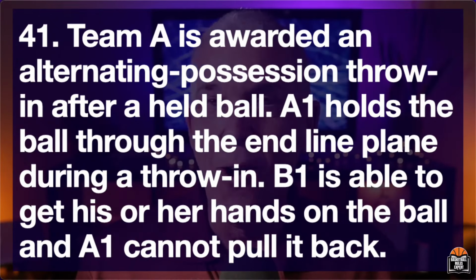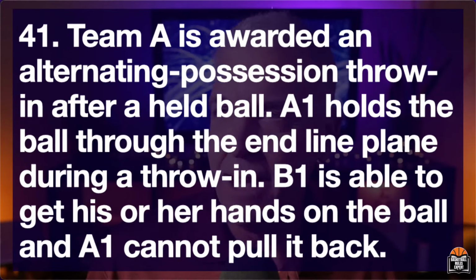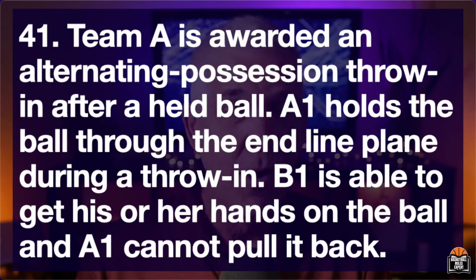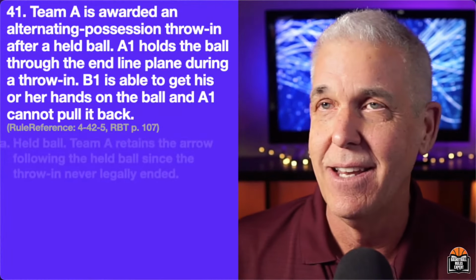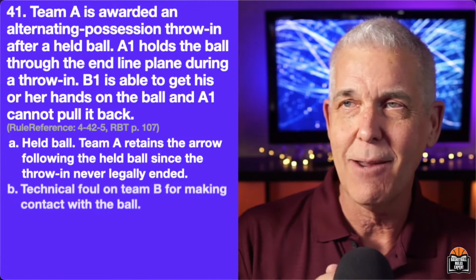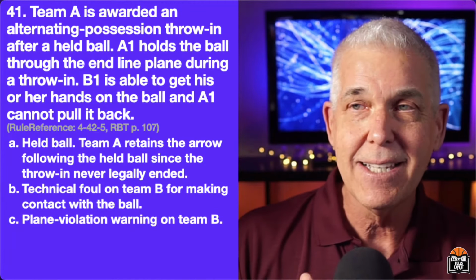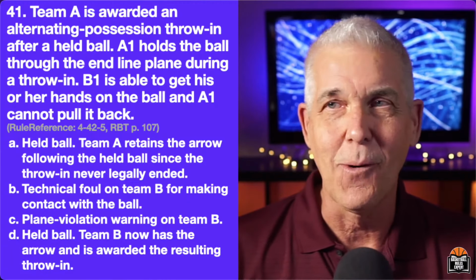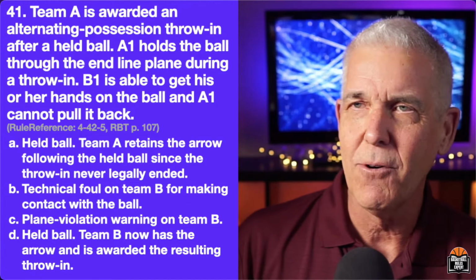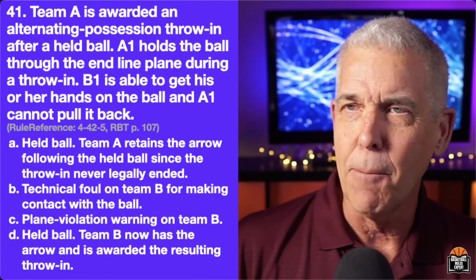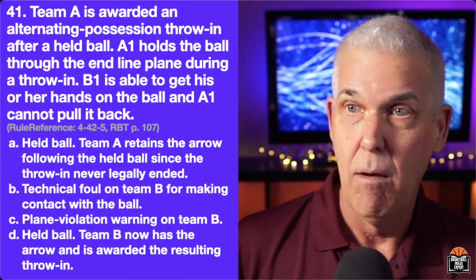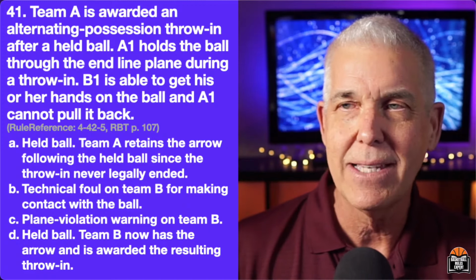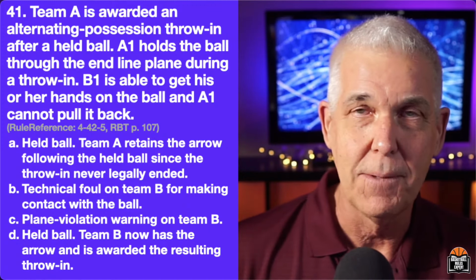41. Team A is awarded an alternating possession throw-in after a held ball. A1 holds the ball through the end line plane during a throw-in. B1 is able to get his or her hands on the ball, and A1 cannot pull it back. What are we going to do in this situation? A, this is a held ball. Team A retains the arrow following the held ball since the throw-in never legally ended. That sounds crazy. B, tactical foul for making contact with the ball. C, a plane violation warning. D, held ball. Team B now has the arrow and is awarded the resulting throw-in.